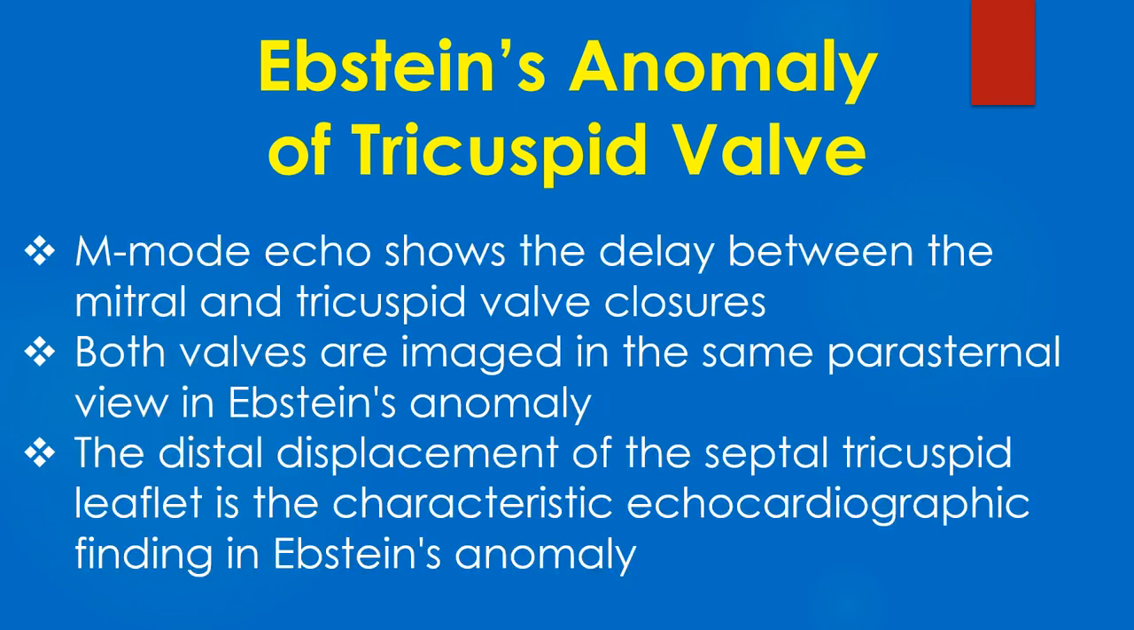M-mode echo in Ebstein's anomaly shows the delay between the mitral and tricuspid valve closures. Both valves are imaged in the same parasternal view in Ebstein's anomaly. The distal displacement of the septal tricuspid leaflet is the characteristic echocardiographic finding in Ebstein's anomaly, noted in apical four-chamber view.